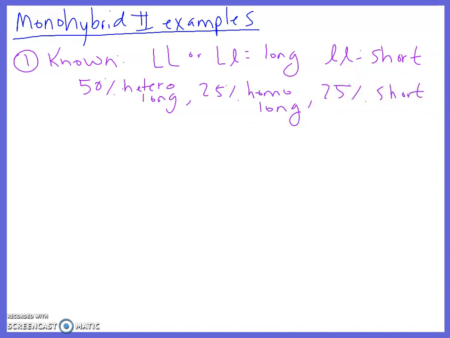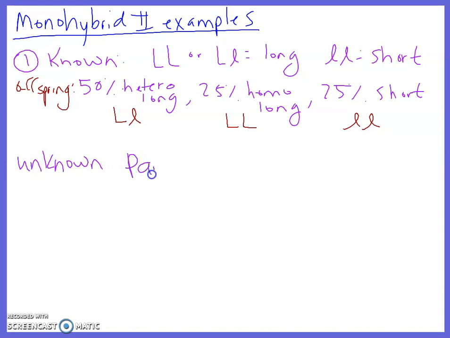From that, we can go ahead and assign the genotypes of each of those offspring. And so this is our offspring here. And so we can assign our genotypes. So heterozygous would be capital L lower, homozygous long would be capital capital, and then short would be lower lower. Our unknown and what we're trying to find are the genotypes for our parents. So our unknown are the parents.